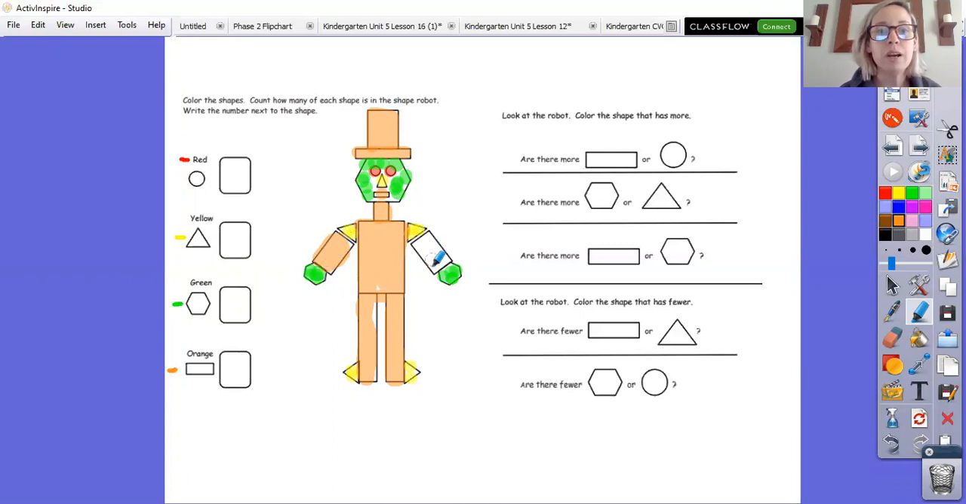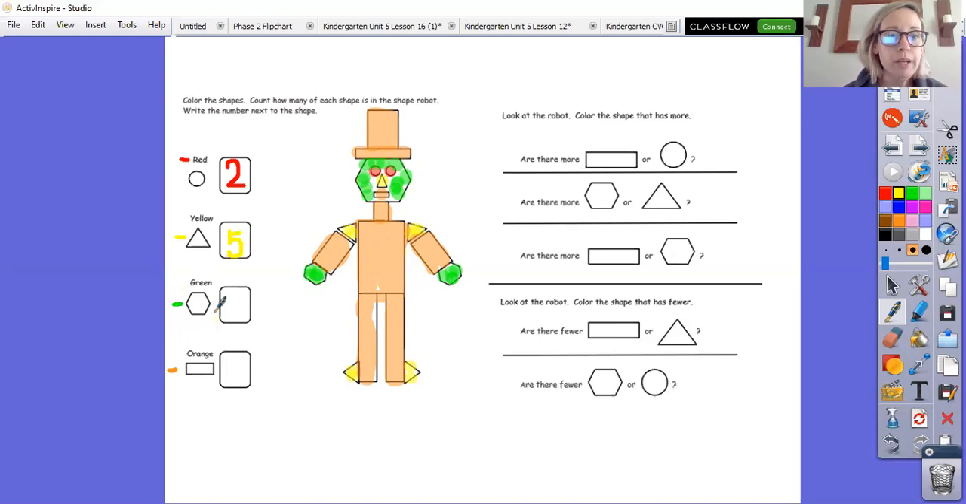All right. So let's see. The first thing it says is how many red circles? Let's count. 1, 2. So we have 2. I'm going to write the number 2. Good. Now it says how many yellow triangles? Let's count. I see 1 for his nose, 2, 3, 4, 5. So there's 5 yellow triangles. Remember, it goes down and around the hive, top it off, and make a 5.